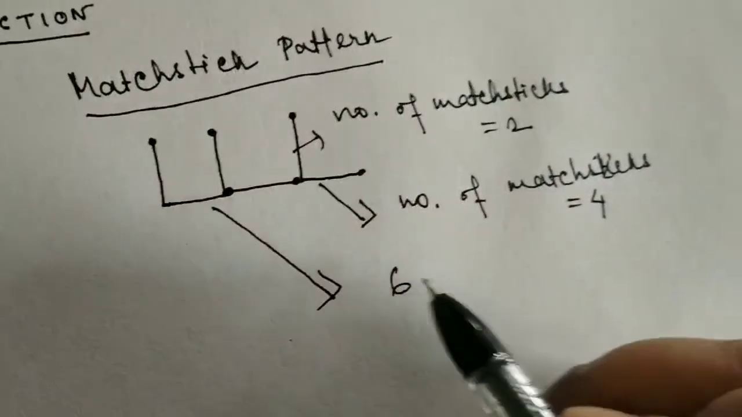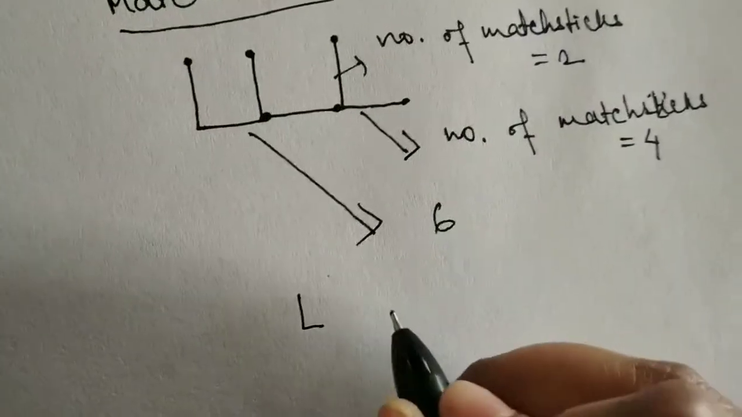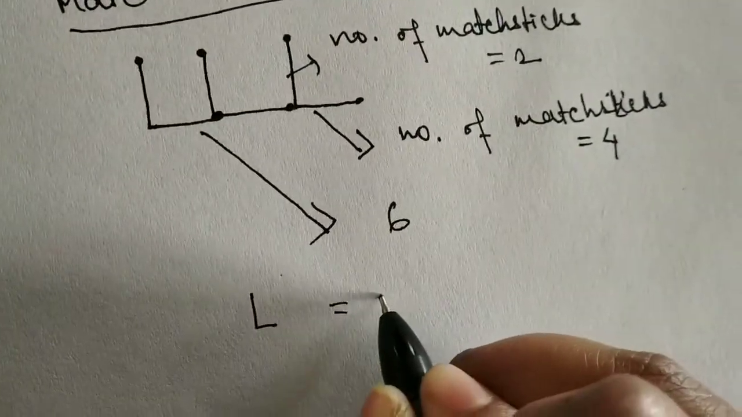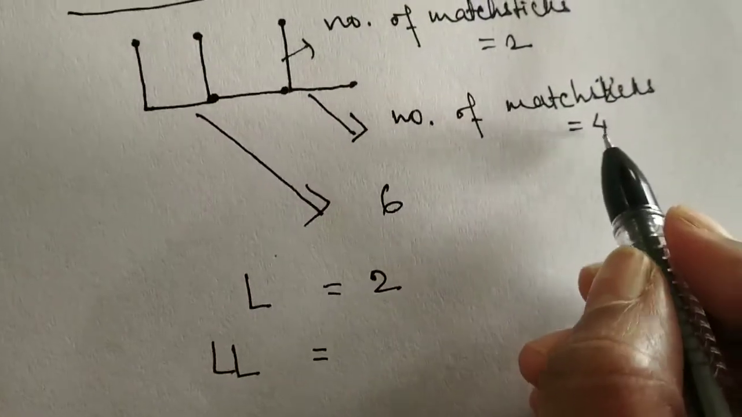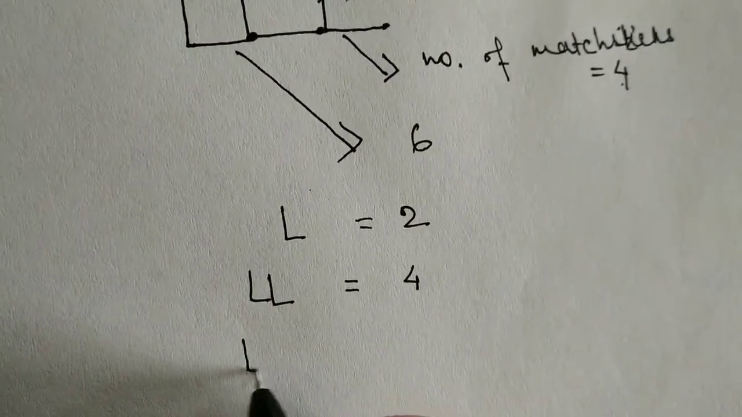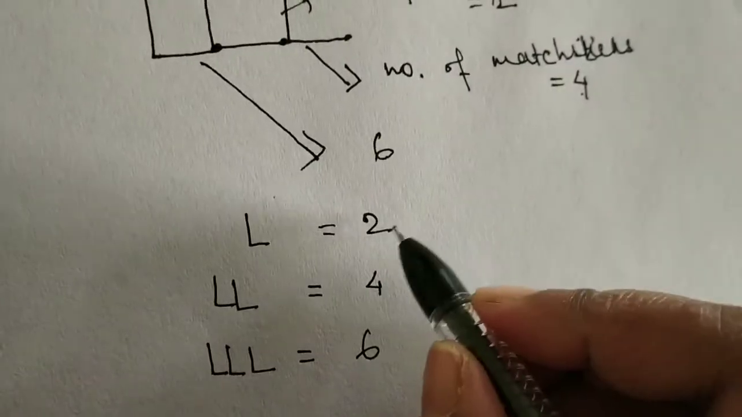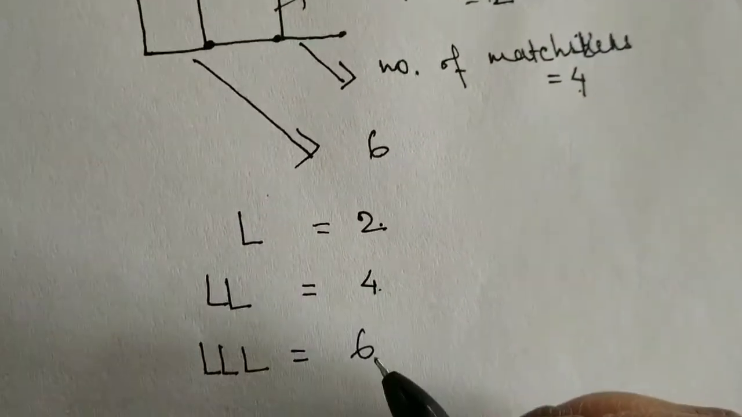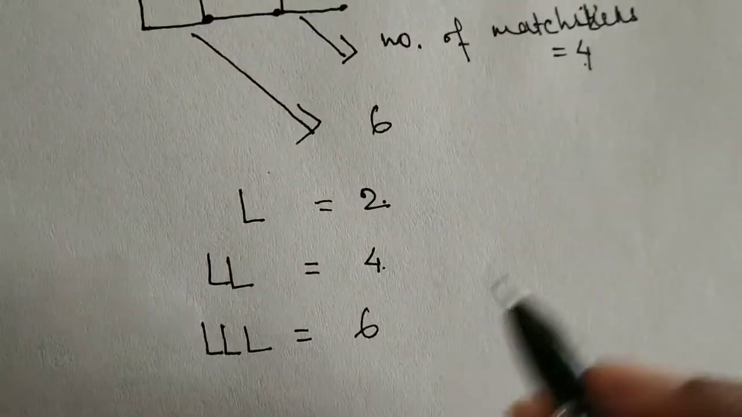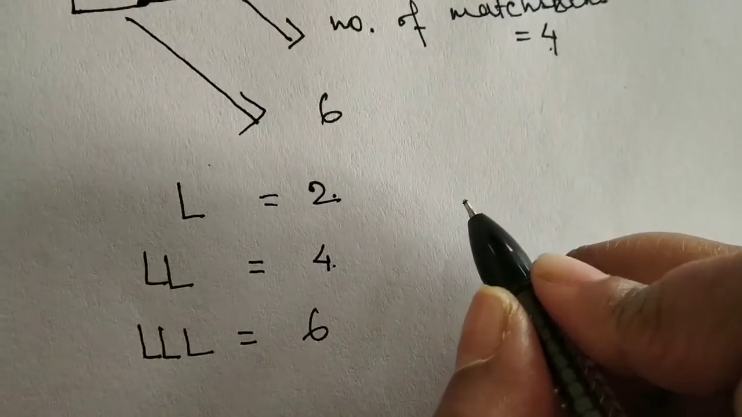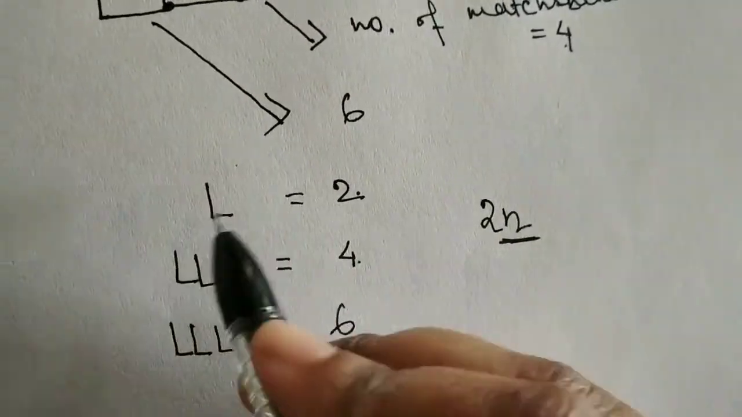So here one pattern is formed, like when I am taking 1L, that time number of matchsticks are 2. When I am taking 2L, that time number of matchsticks are 4. When I am taking 3L, number of matchsticks are 6. That means 2 into 1, 2, 2 into 2, 4, 2 into 3, 6. That means every time 2 is multiplied with the number. So here the rule is formed, which is 2n. Now here n is the number of L.